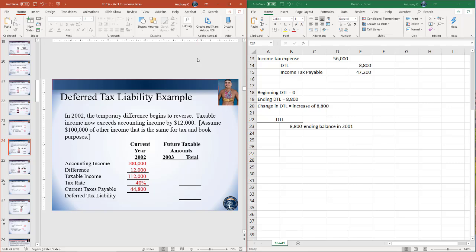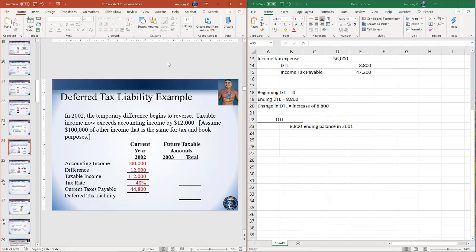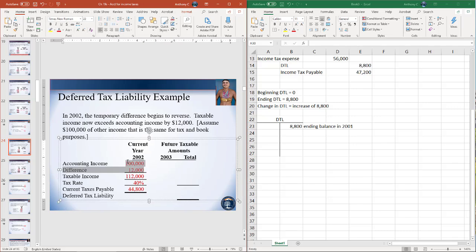Let's also assume that we have $100,000 of other income that is the same for tax and book purposes. So our accounting income is just going to be the $100,000. Again, first step, we'll reconcile that to taxable income. Since we're going to collect the $12,000 of installment sales in 2002, that'll cause taxable income to be greater than accounting income by $12,000. So that brings our taxable income to $112,000.